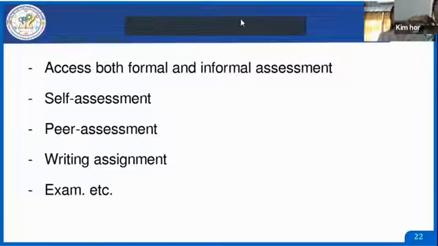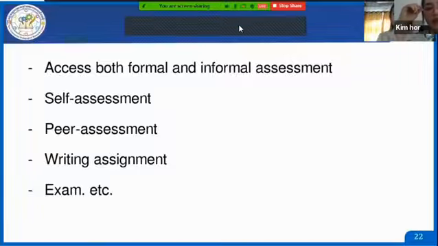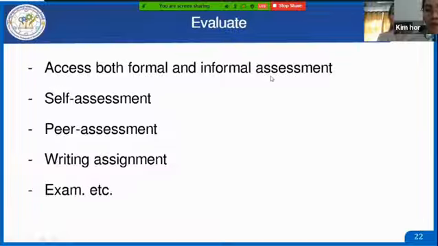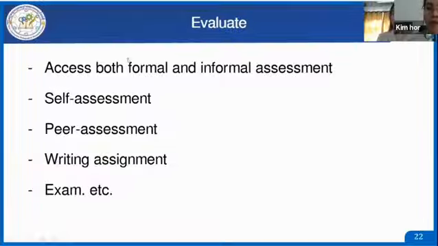And the last phase is the evaluate phase. The evaluate phase is the phase in which the teachers assess the students' knowledge. Teachers can use both formal and informal assessment. Formal here refers to the test, so teachers can create a test for students to do.